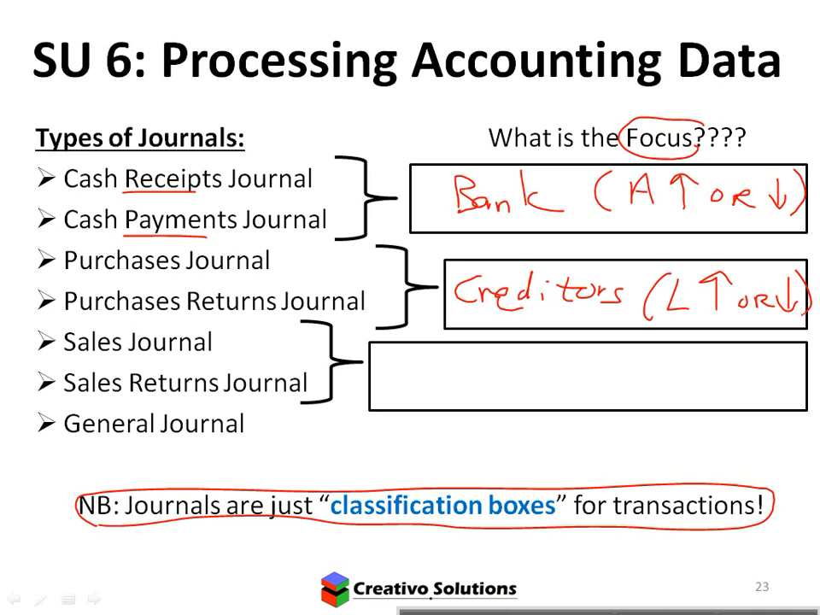Okay, sales. Who do I sell to? Debtors. Good. So your sales will either go up or down. Debtors, asset, increase or decrease. Right, and then the general journal is for other transactions. Things that aren't affecting bank, creditors, or debtors. Okay. Right, so that's the purpose of a journal.